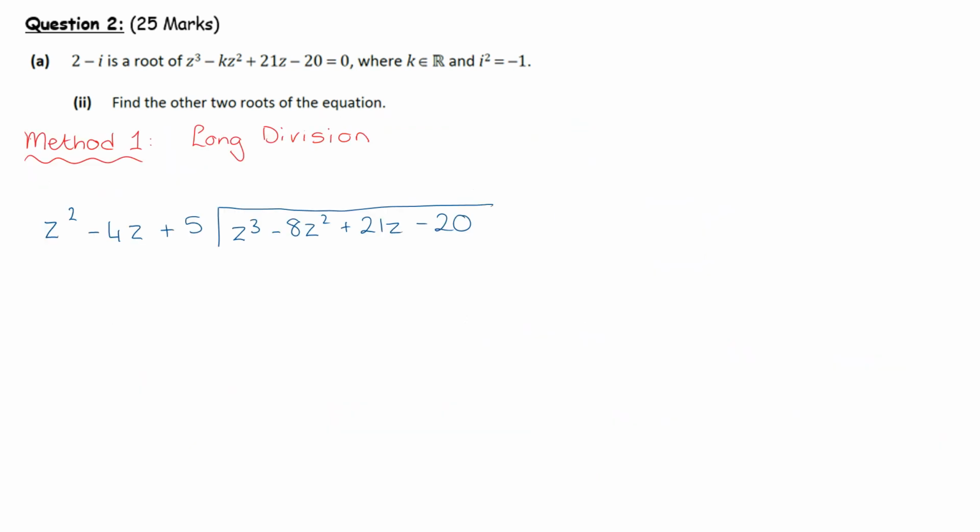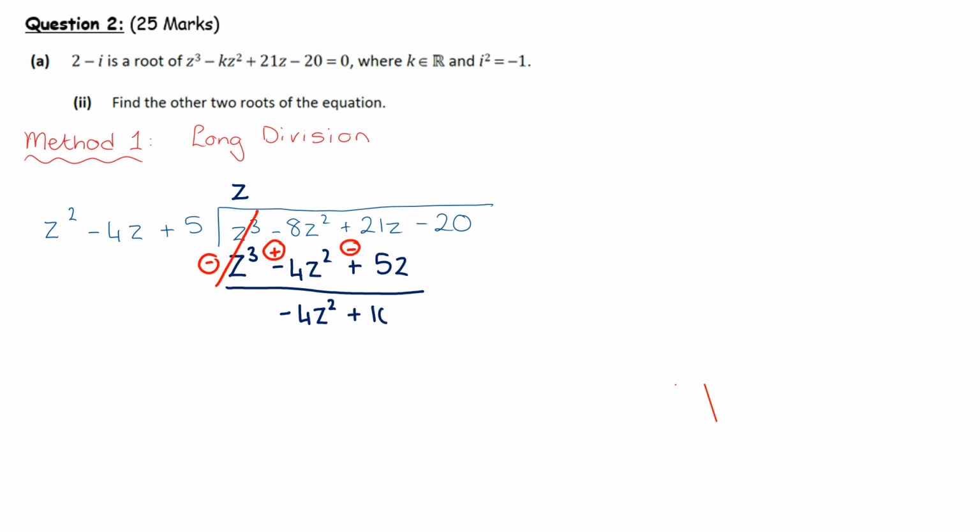So let's do this long division bit first. So z cubed divided by z squared is z, so that's divide, multiply, so minus 4z squared plus 5z, and then you subtract. They should cancel out, so then this becomes a plus and this becomes a minus. So that gives me minus 4z squared plus 16z, and we bring down that minus 20, and then that divides in minus 4 times.